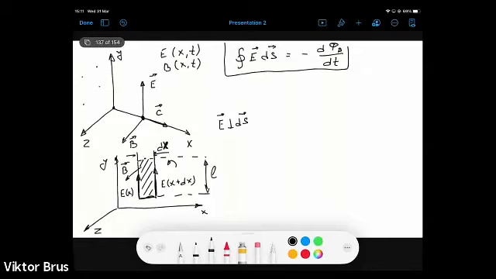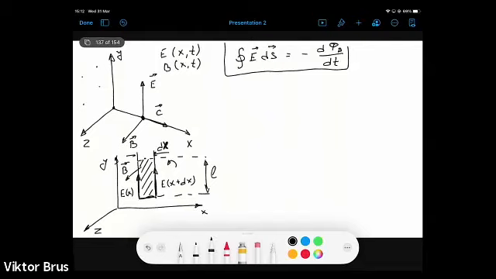So let us first define what will be the value, the magnitude of the electric field vector at the right side of the rectangular. So we can write that. Delete this. We don't need this anymore.